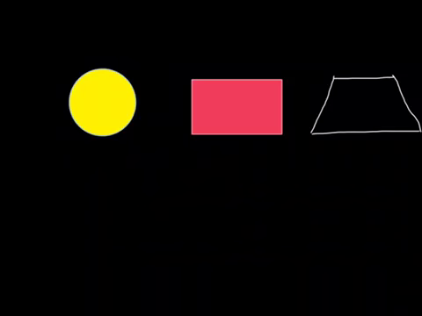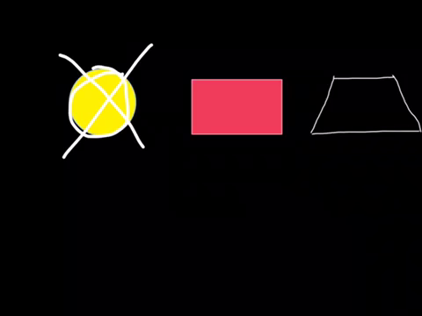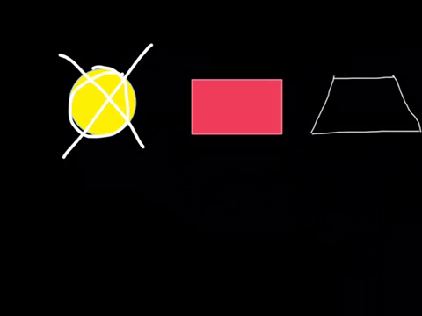Okay, the first shape is a circle. Does it have parallel lines? No, it does not. A circle has no straight lines that will never cross. It has one line that goes around and touches itself again, okay? So those are not examples of parallel lines.